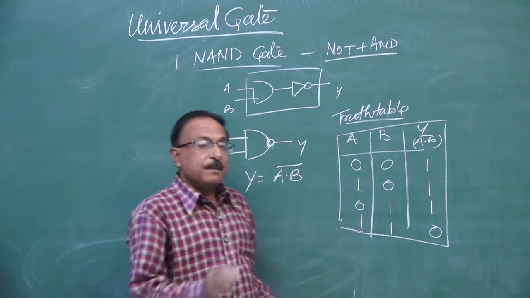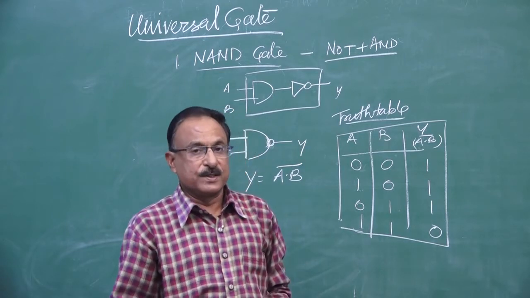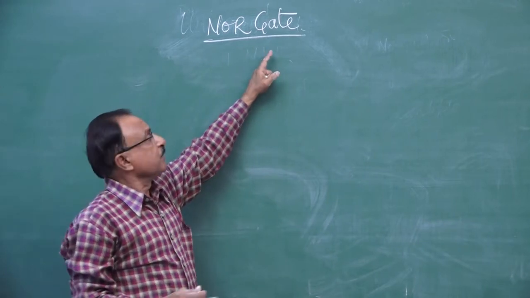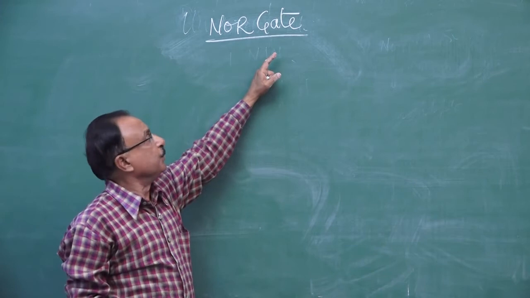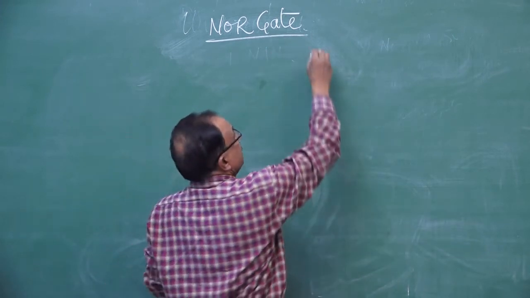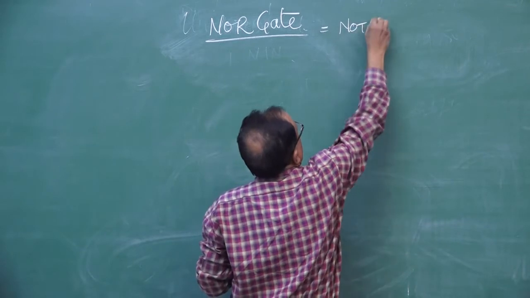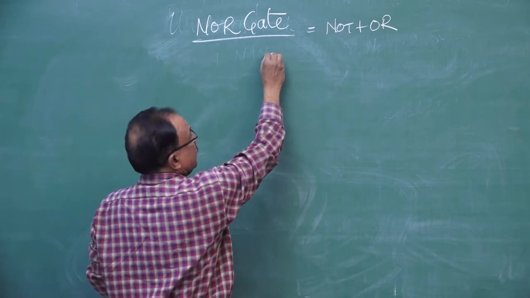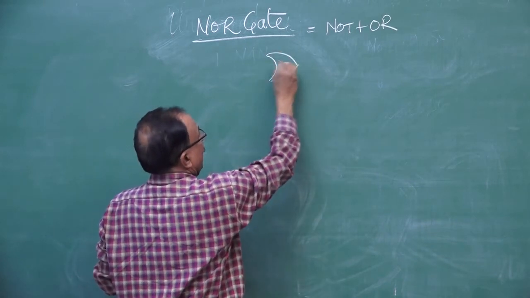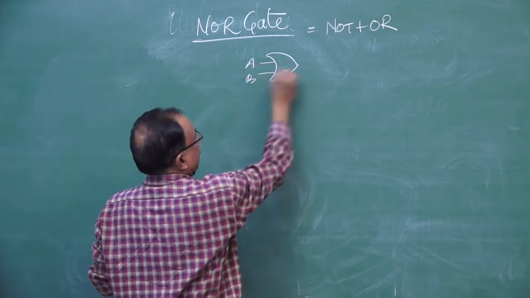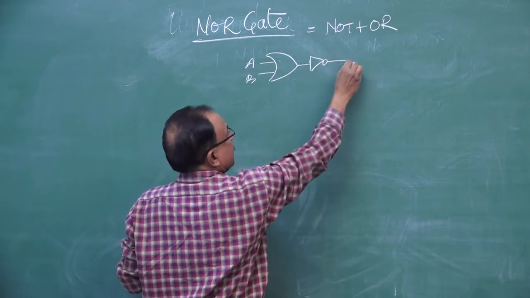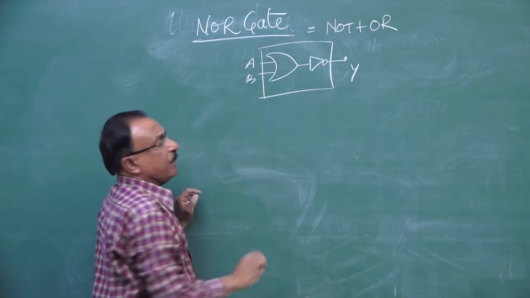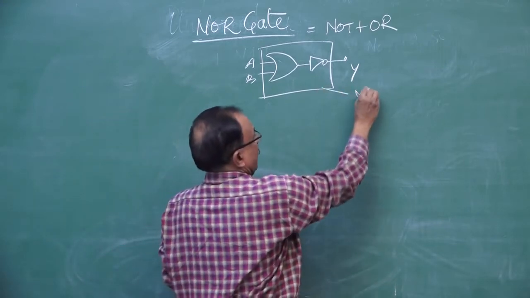Right? Similarly, we have another universal gate, the NOR gate. The NOR gate is the second universal gate, by using which we can make any other basic gates too. What is the NOR gate? NOR gate is basically short form of NOT plus OR. It is basically obtained by using the NOT gate at the output of the OR gate. It is an OR gate, and in the output we put the NOT gate. So here is Y. This combination is now known as a NOR gate.